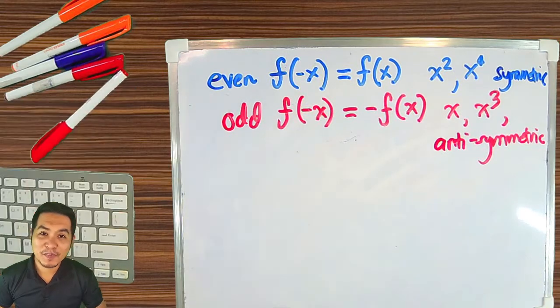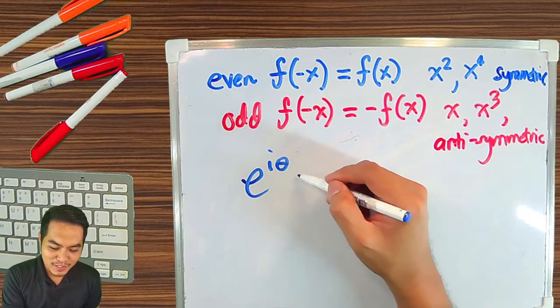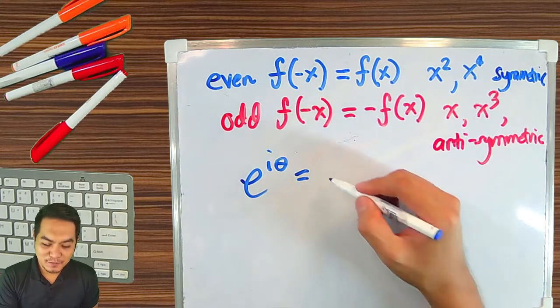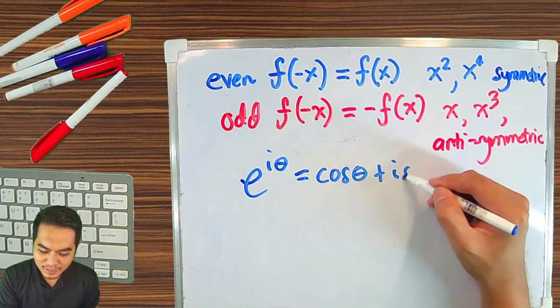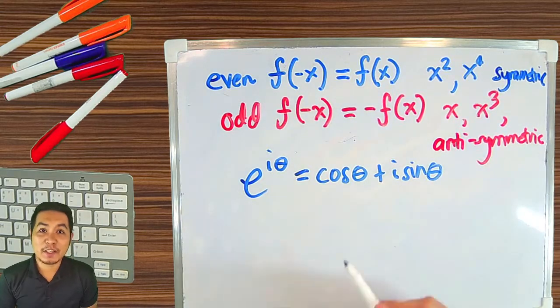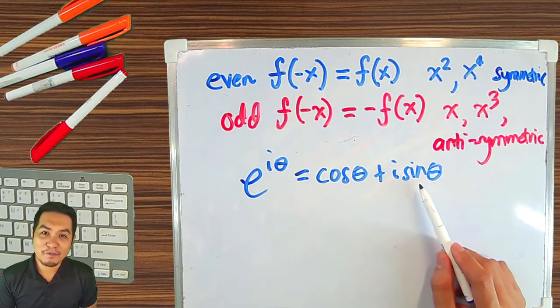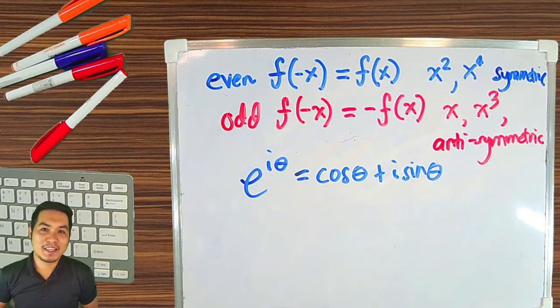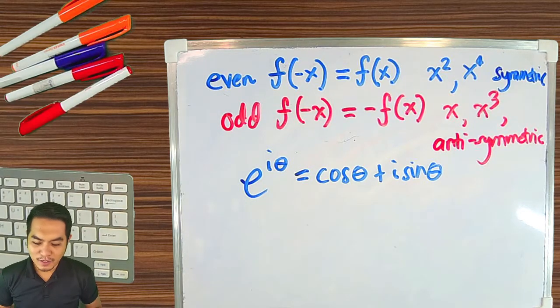For example, the exponential function e to the i theta is neither even nor odd. By using Euler's formula, it's actually cosine theta plus i sine theta. So it's a combination of an even function and an odd function, and you cannot categorize e to the i theta as either even or odd.